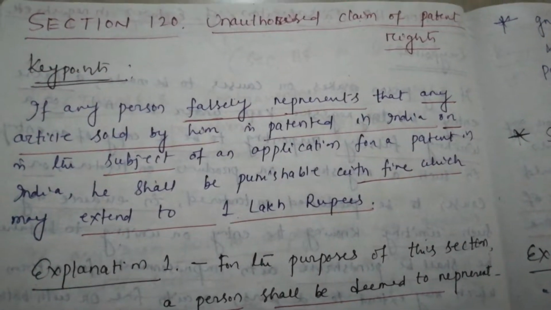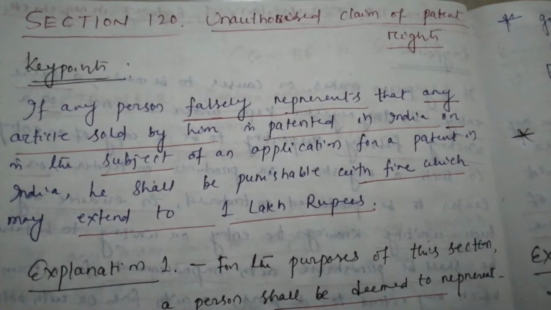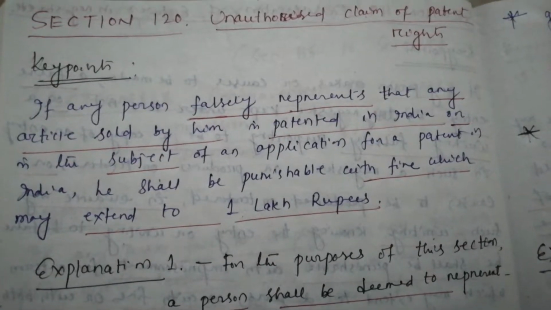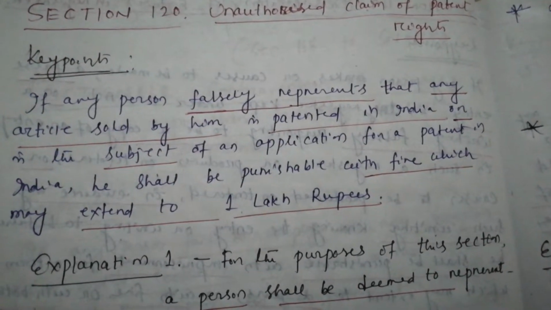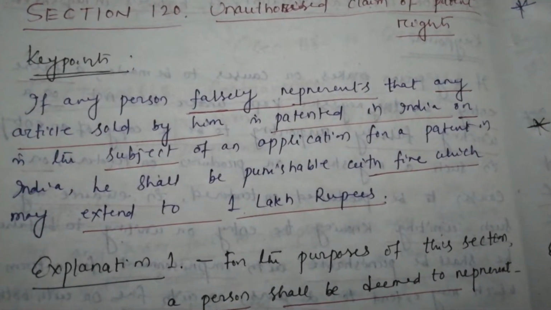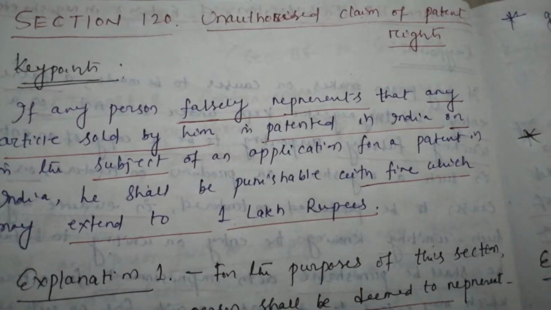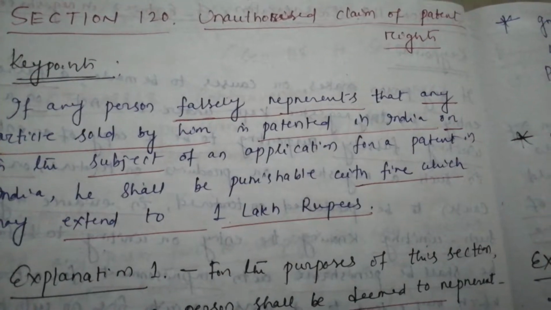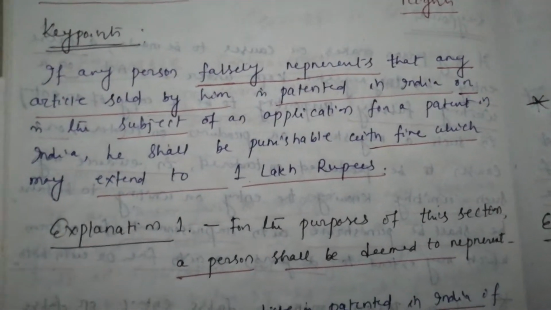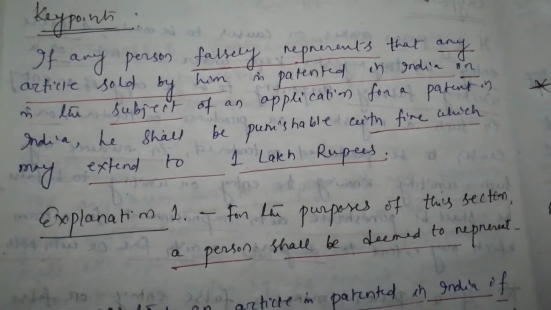Dear friends, today I will explain another section from chapter 20 of the Indian Patents Act, 1970. The section is section 120 and its title is Unauthorized Claim of Patent Rights. So we shall proceed with our key points.